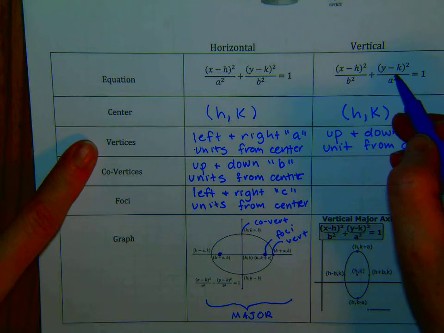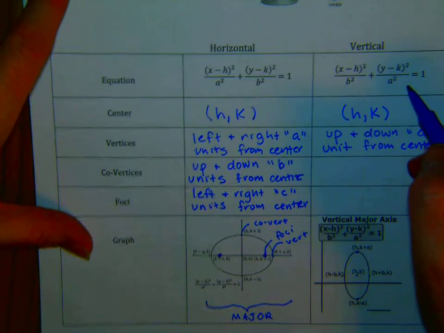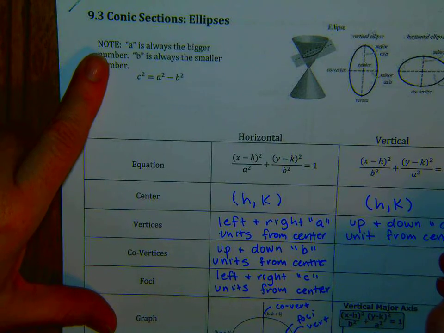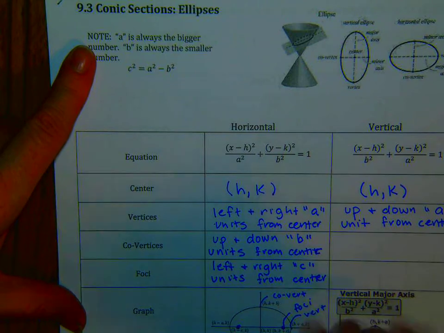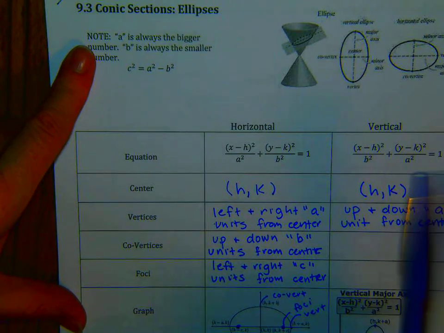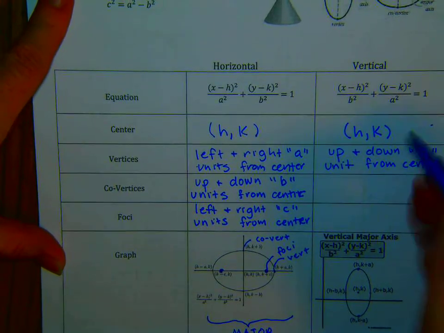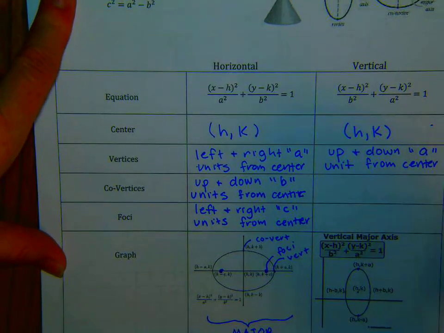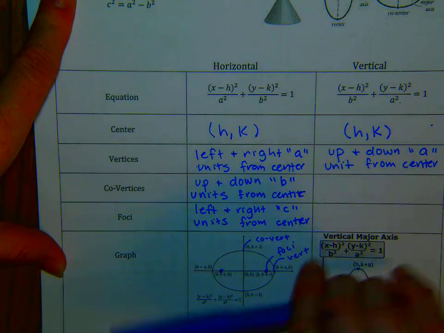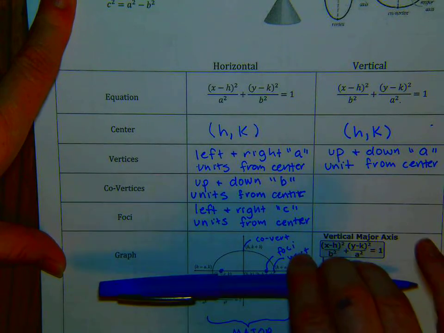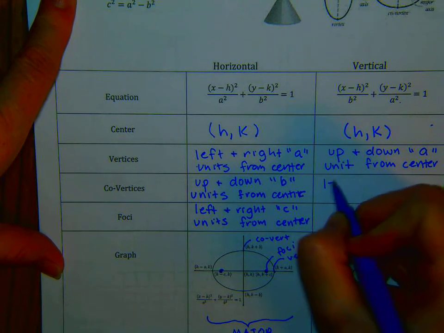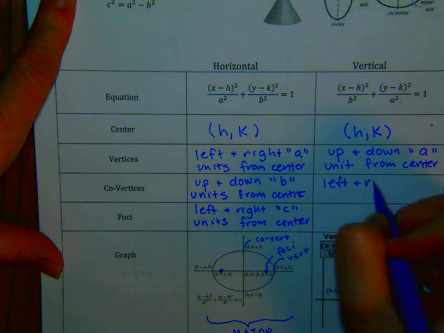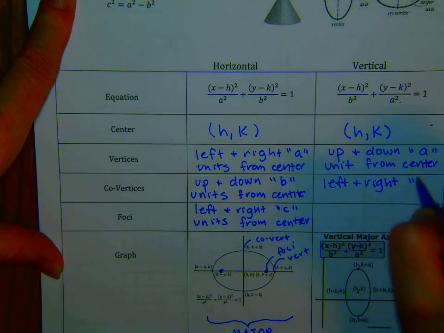Let's note something. a is always bigger. So that's one way we can tell whether we have a vertical ellipse or a horizontal ellipse: which axis is longer? When we have a vertical ellipse, the a is under the y. When we have a horizontal ellipse, the a is under the x. The co-vertices are left and right, b units from the center.